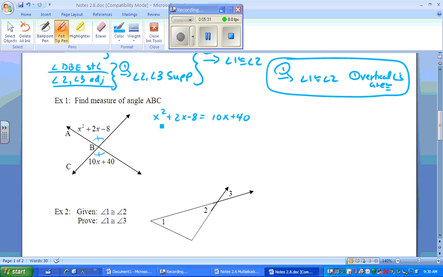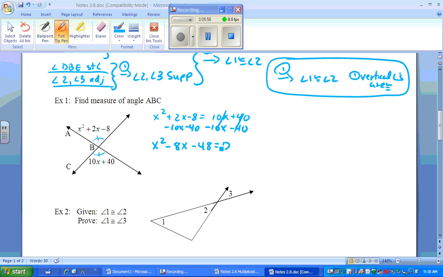What do you notice? That's correct, an x squared. So you notice an x squared, everything has to go over to one side so that you end up being able to factor. So we're subtracting 10x and subtracting 40 over to this side to equal 0. So we get x squared minus 8x minus 48 equals 0.